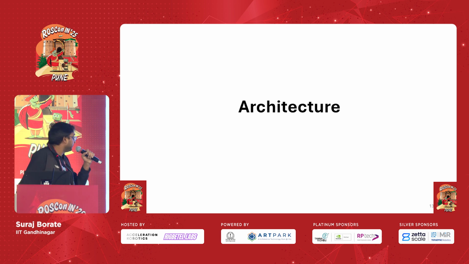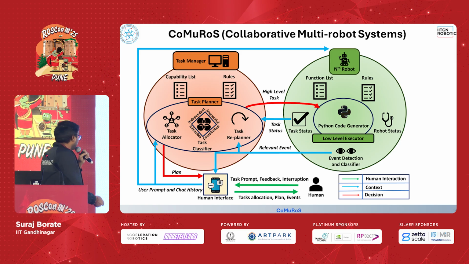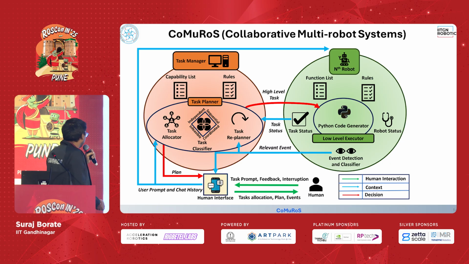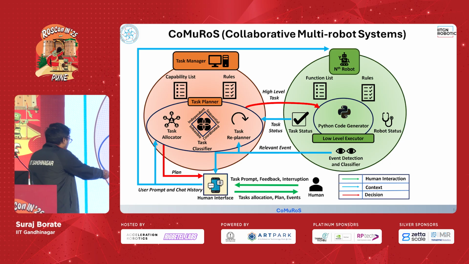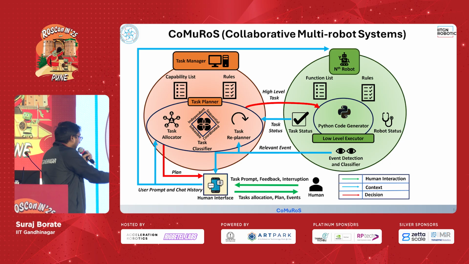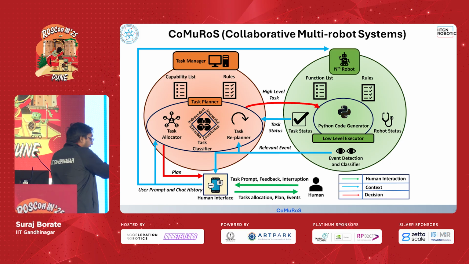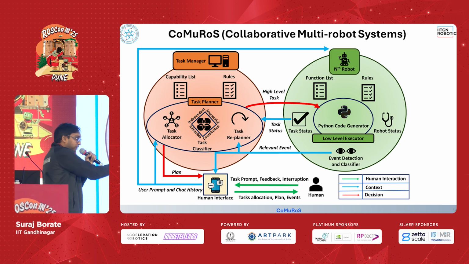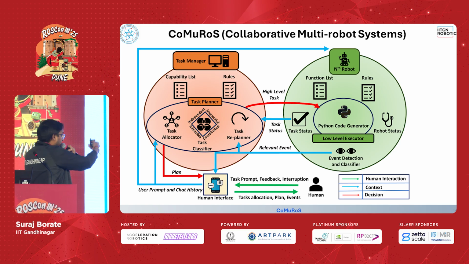Okay, let's go to the architecture. On the left side, you can see the task planner. The task planner has the capability of task allocation, task classifier, and task replanner. It receives the task through the human interface, where the human can communicate change of plans, interruptions, feedback, etc. in natural language. And it can also monitor all the plans in the interface and all the history of the conversation, right? That is an important context. That is taken as a context by the task manager.